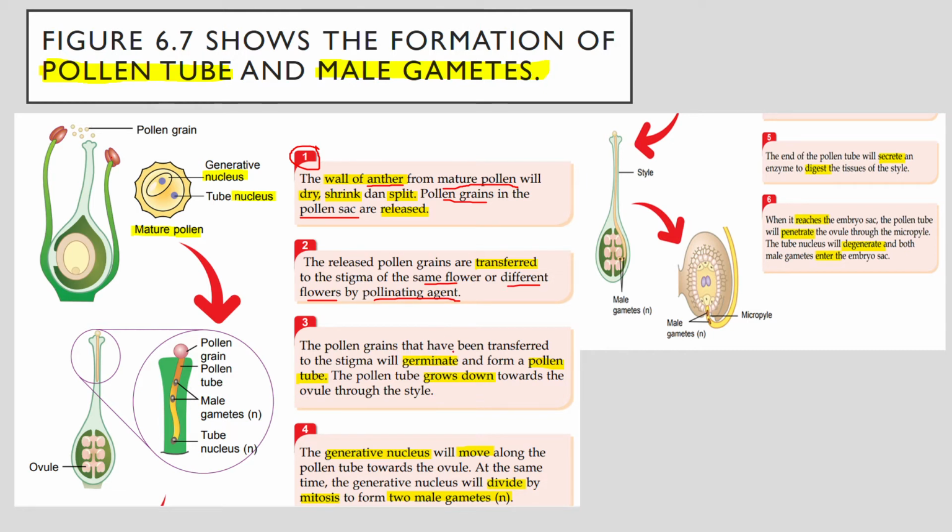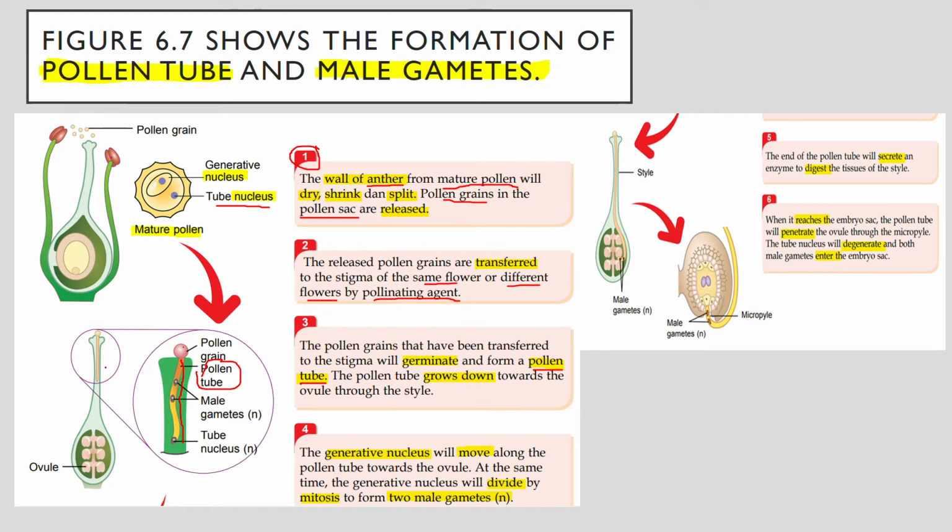So pollen grains that have been transferred to the stigma will germinate. When they sit on the sugary substance, they are going to germinate, which means they will form a pollen tube. Okay, pollen tube. So this is the pollen tube. The pollen grain, and then the pollen tube is formed. So that means this comes from the tube nucleus over here. So the pollen tube grows down towards the ovule.